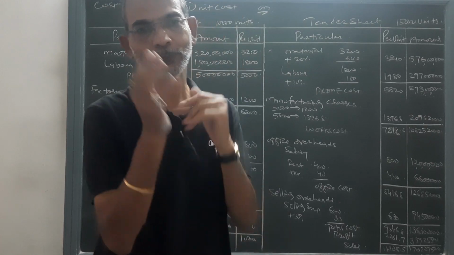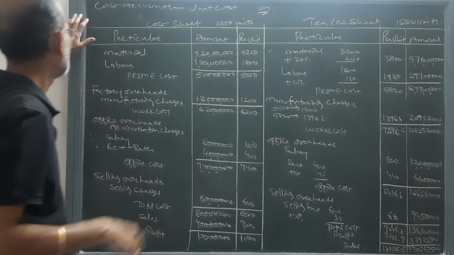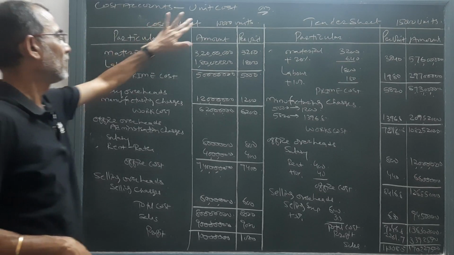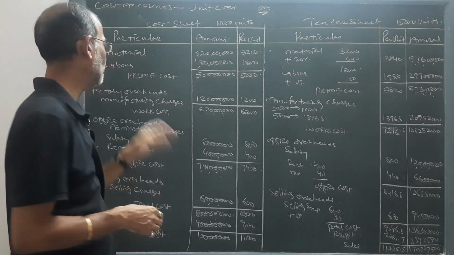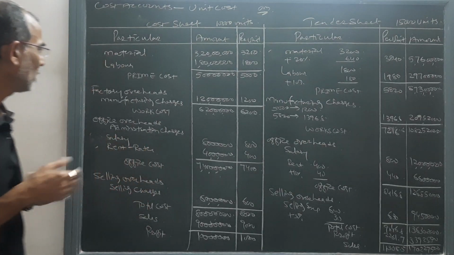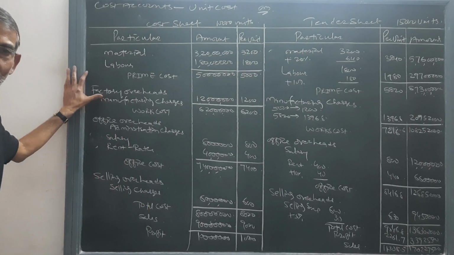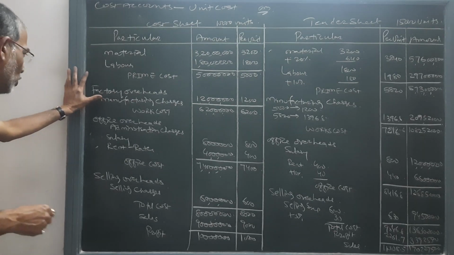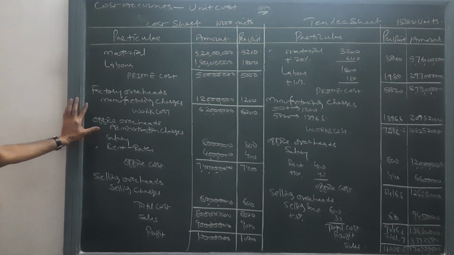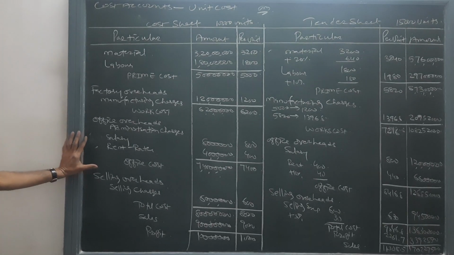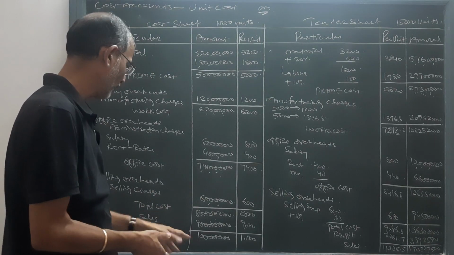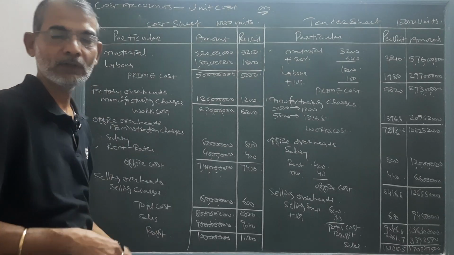In this way, tender sheet is to be prepared. First, we prepared cost sheet, took material and labor, divided by 10,000 and we got the per unit cost. In this way, prime cost came to 5,000 per unit and 5 crore total amount. Then after we have to add factory overheads which will give us work cost, then after office overheads which will give us office cost, then after selling and distribution overheads which will give us total cost. Now difference between sales and cost will give us a profit.